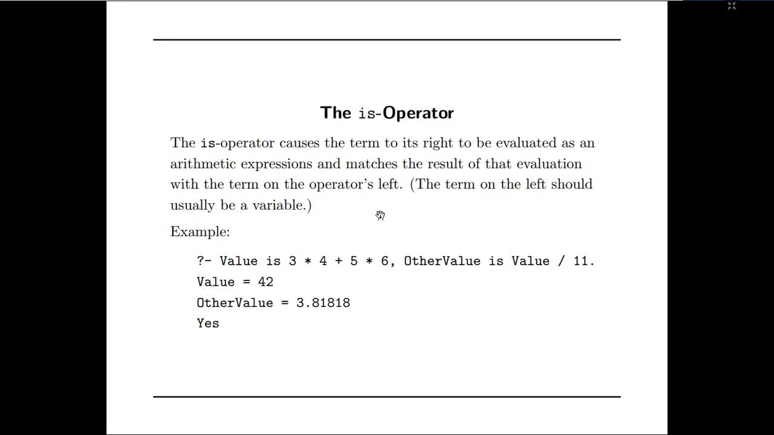So here is an example. Value is 3 into 4 plus 5 into 6, comma. Other value is the value which was computed recently by the previous one. So value is equal to 42 and other value is equal to 3.8181 like that. So in this way, the is operator is used for arithmetic evaluations.